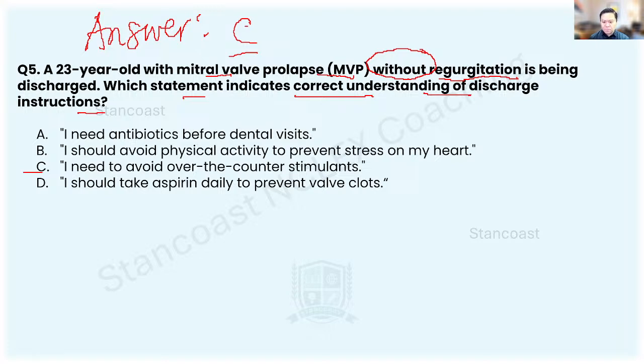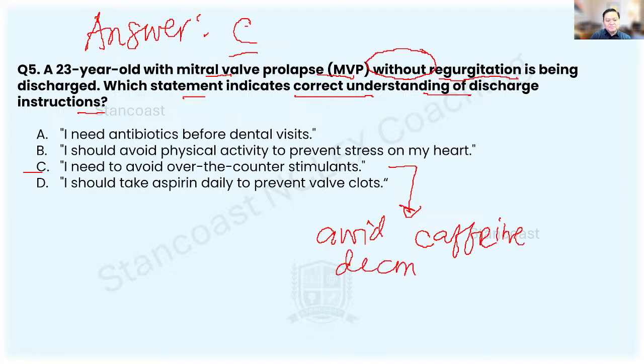The reason for that is because, oh my God, I'm just about to sneeze. Excuse me. Trying to avoid it. So the answer is letter C. The reason for that is because patients with MVP should avoid the stimulants like caffeine or decongestants. So avoid caffeine, decongestants, like those simple cold medicines, because they can exacerbate the symptoms, like manifest the palpitations.